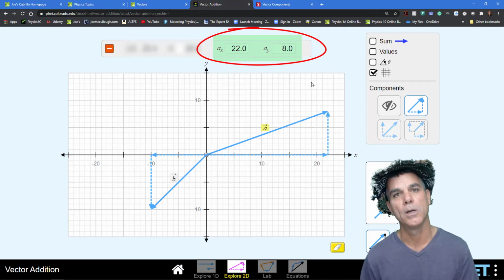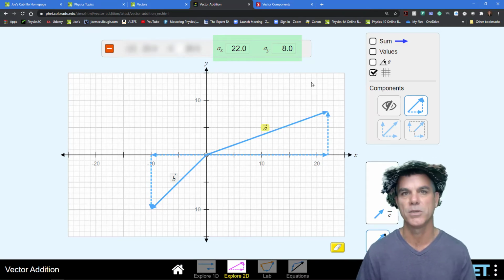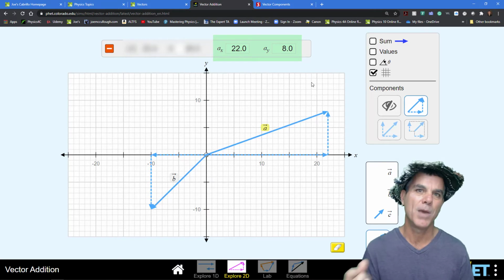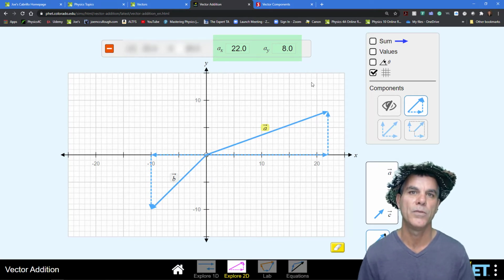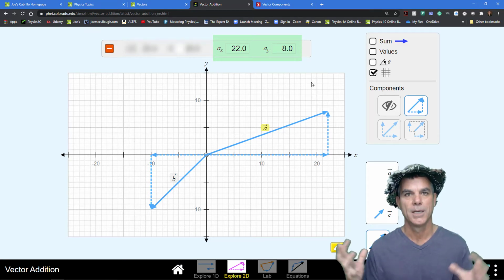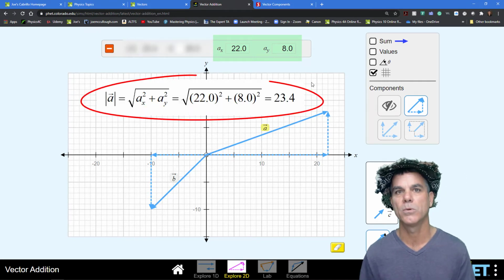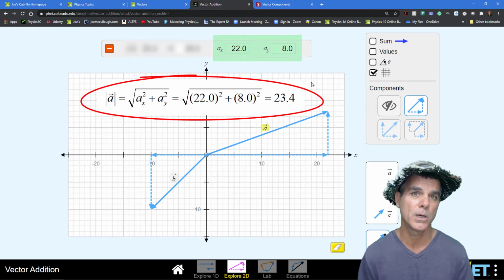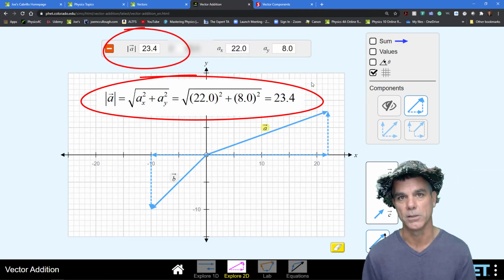What we want to know is what are the magnitude and direction of this position vector. Well, magnitude, super easy. We just use the Pythagorean theorem, the square root of the x component squared plus the y component squared. In this case, if I want the magnitude, I take the square root of 22 meters squared plus 8 meters squared, and what I get is 23.4 meters.